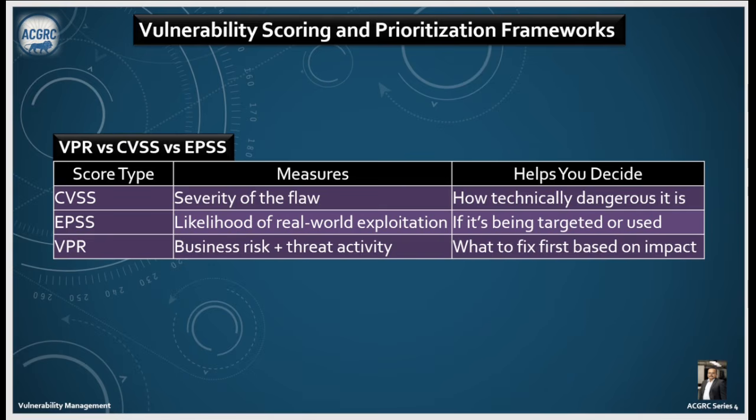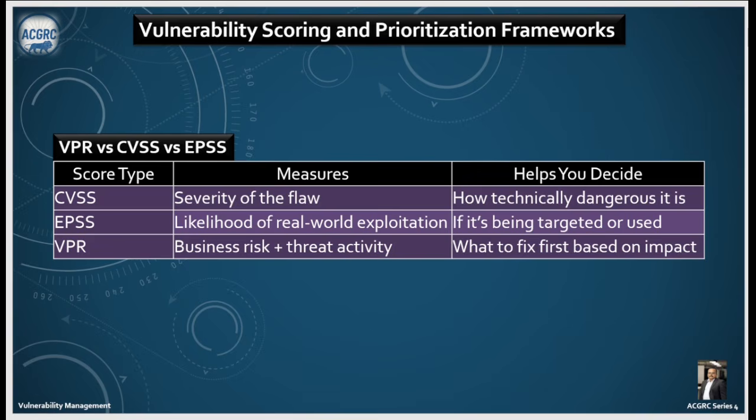Earlier it was 5.2. All that I am trying to say is the higher the VPR, the more it indicates you should fix that vulnerability first, even though it looks less dangerous on paper. So in comparison, what you see on the screen: CVSS, severity of the flaw. It helps to decide how technically dangerous it is. EPSS, likelihood of real world exploitation. It helps to decide if it has been targeted or used. VPR, it is business risk, threat risk, much more holistic, and helps you decide what to fix first based on the impact.